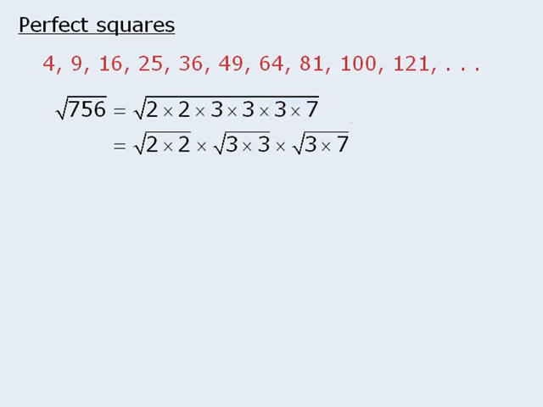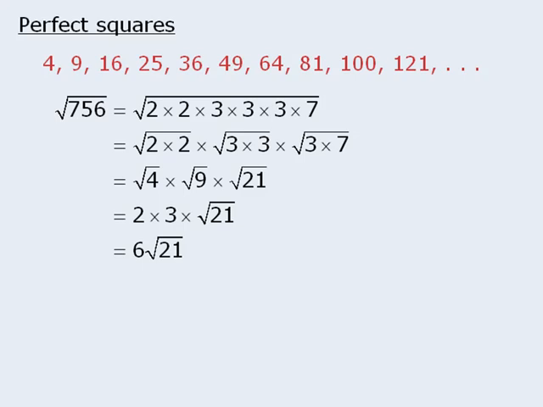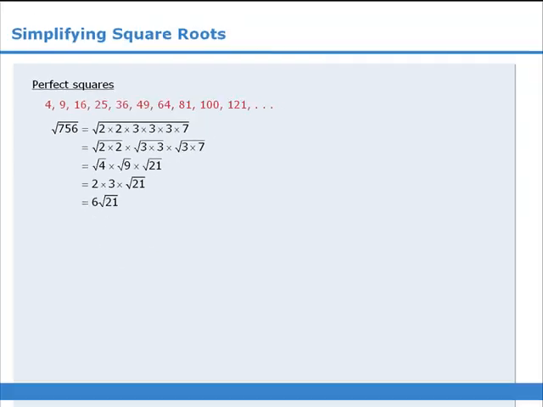Now why did we do this? Well, notice that 2 times 2 here is 4, 3 times 3 is 9, and 3 times 7 is 21. Now the square root of 4 is equal to 2, the square root of 9 is equal to 3, and the square root of 21 we will leave as it is since there is no nice integer value for this. When we combine these terms, we can see that the square root of 756 is equal to 6 root 21.